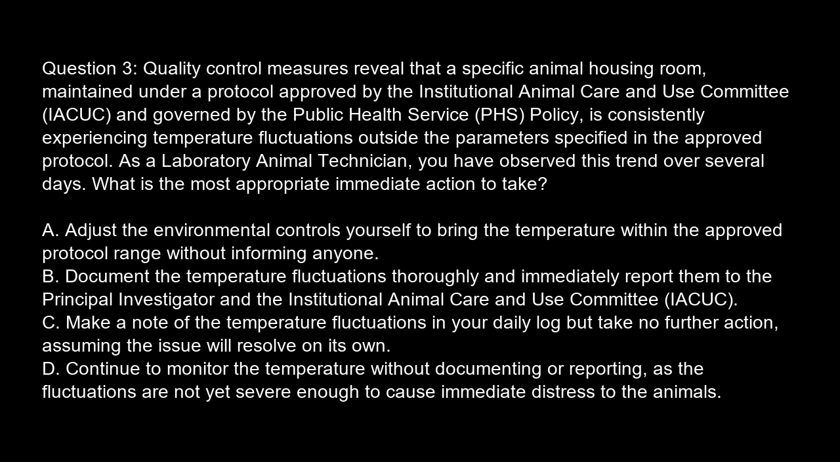Option A. Adjust the environmental controls yourself to bring the temperature within the approved protocol range without informing anyone. Option B. Document the temperature fluctuations thoroughly and immediately report them to the principal investigator and the institutional animal care and use committee, IACUC. Option C. Make a note of the temperature fluctuations in your daily log but take no further action, assuming the issue will resolve on its own. Option D. Continue to monitor the temperature without documenting or reporting, as the fluctuations are not yet severe enough to cause immediate distress to the animals.